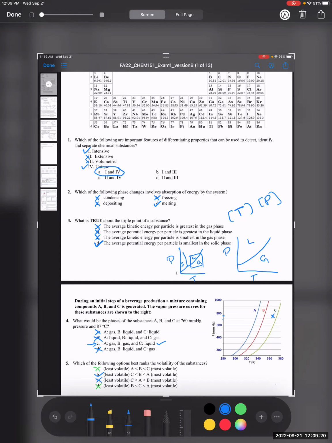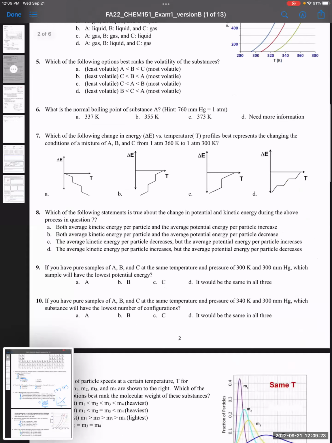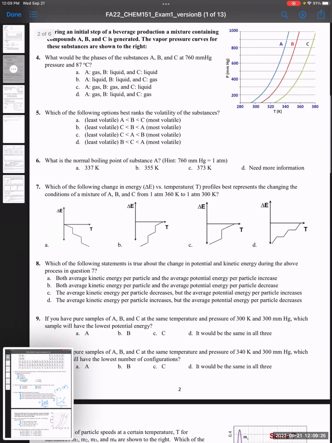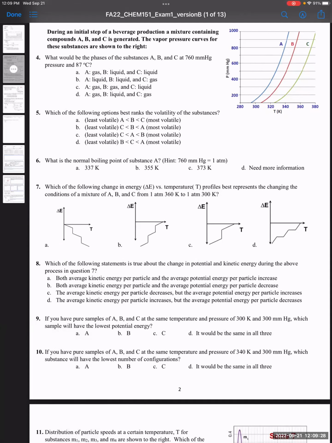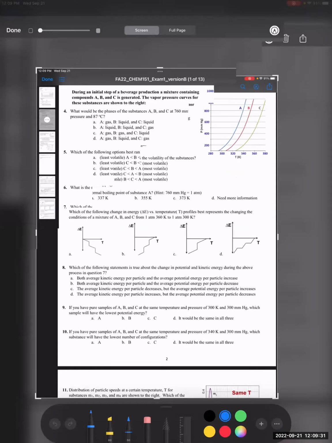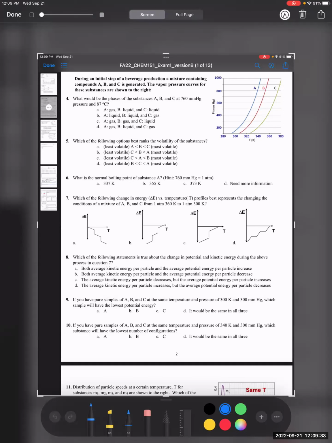Let's go to question 6. Okay, I might need a screenshot. Going to question 6. What is the normal boiling point of substance A? You are given the conversion between millimeter mercury and ATM. So we are told that 1 ATM is 760 millimeter mercury. Okay, so when we say normal, we talk about 1 ATM pressure, right?